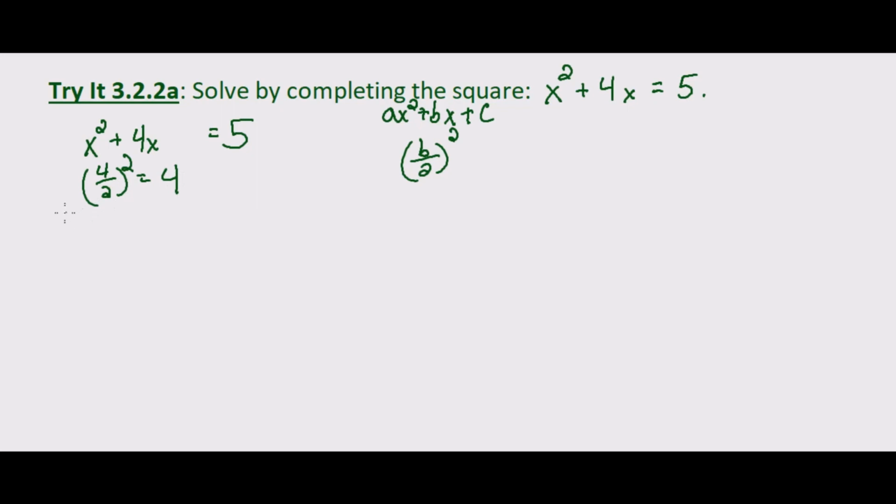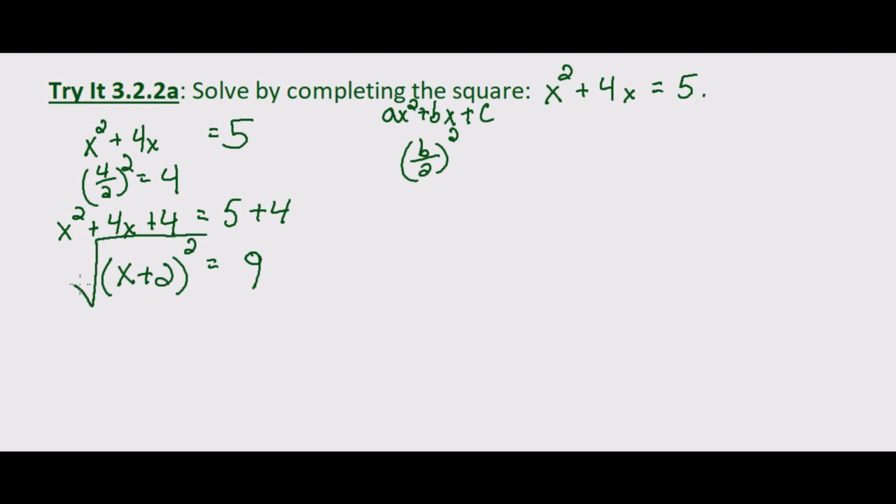So this ends up becoming x squared plus 4x plus 4 equals 5 plus 4. Remember what we do to one side, we do to the other. So now we write this as a perfect square binomial. So this ends up being x plus 2. Remember, it's what's inside the parentheses. B divided by 2 is 4 divided by 2. So this is x plus 2 squared equals 5 plus 4, which is 9.